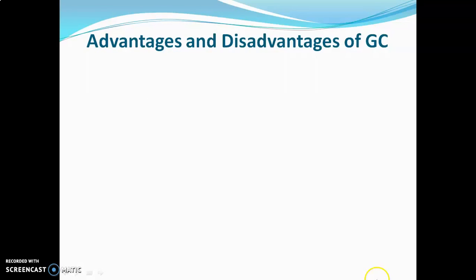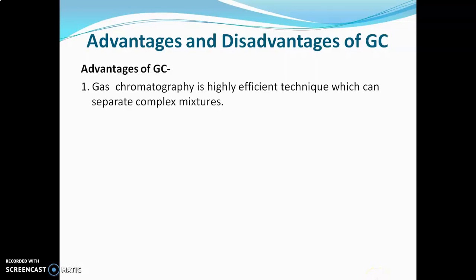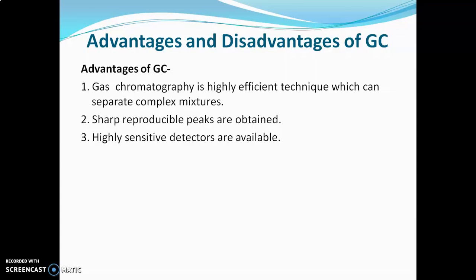Now we'll see the overall advantages and disadvantages of gas chromatography. Advantages: gas chromatography is a highly efficient technique which can separate complex mixtures. It gives sharp, reproducible peaks. Highly sensitive detectors are available in gas chromatography.